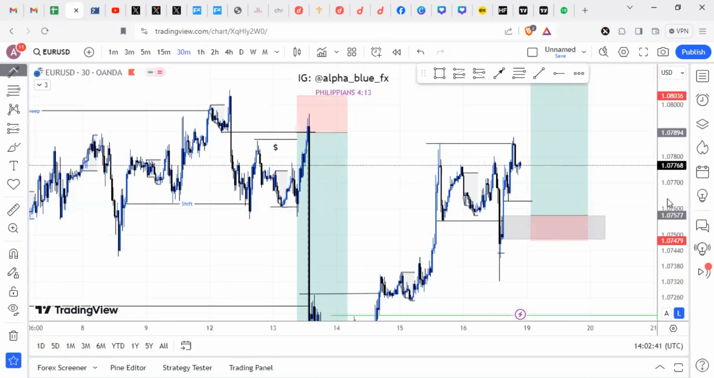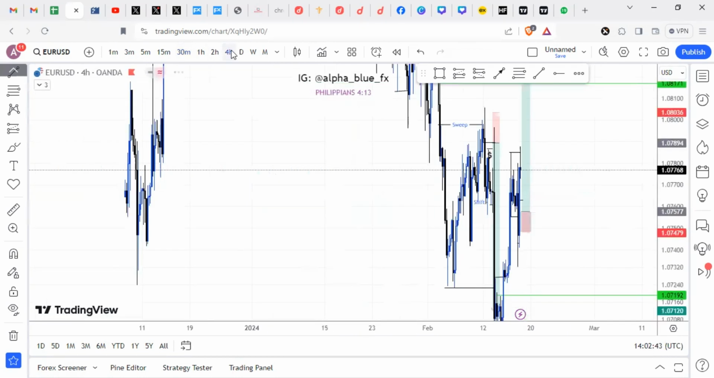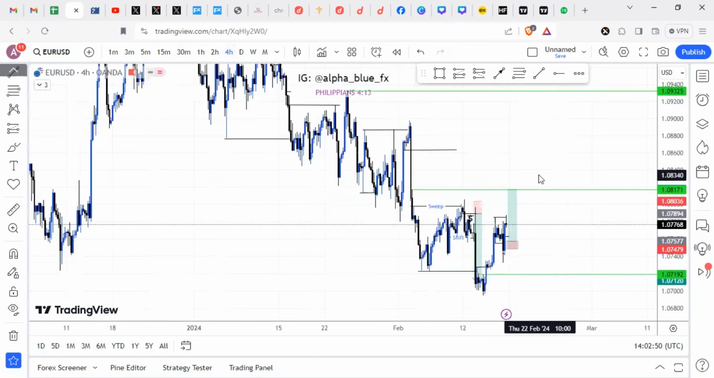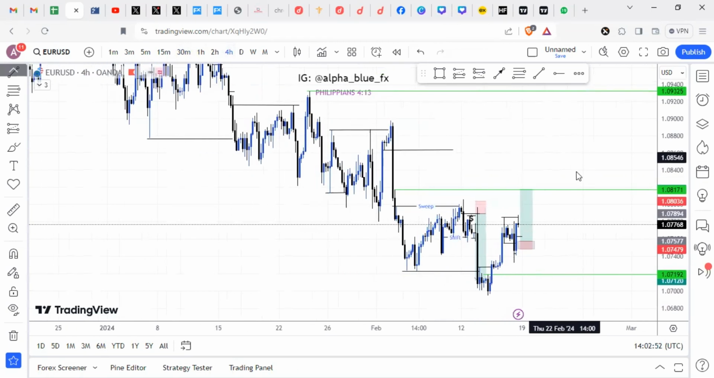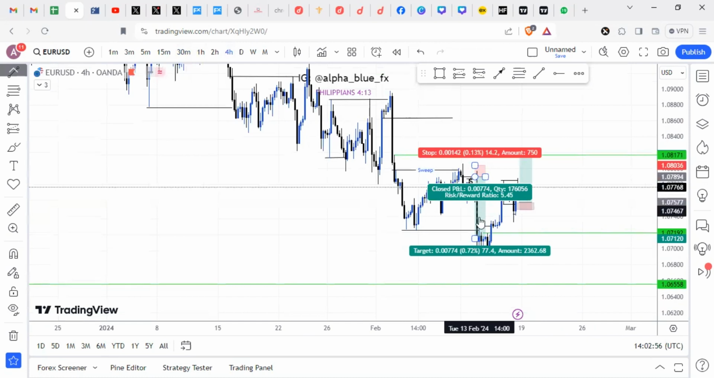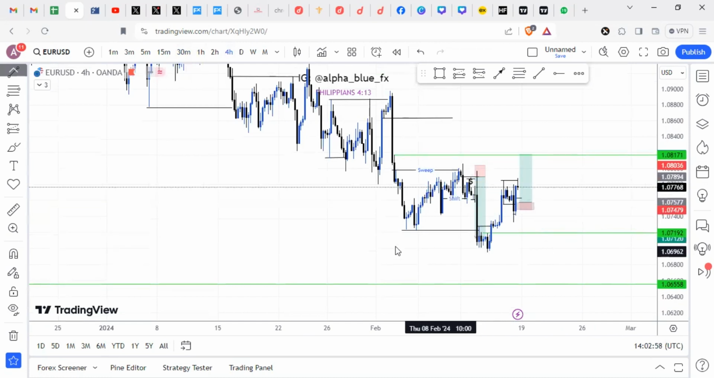So let me go to, I think, 4 hours, see what's up. Now this is Euro USD on the 4-hour time frame, right? What would you notice? You will notice that after CPI gave us this huge sell-off, it swept these lows right here. So these lows have been taken, liquidity down here have been taken, and then price started to now push to the upside.